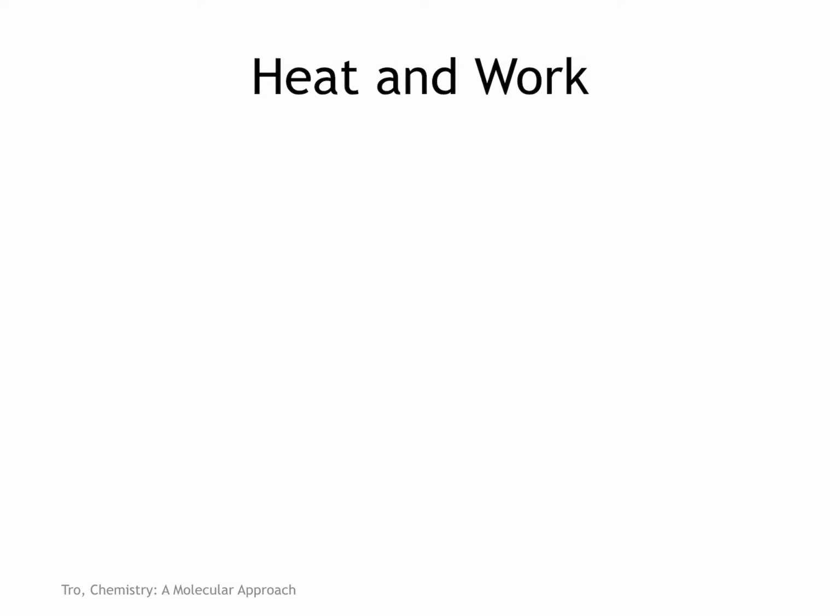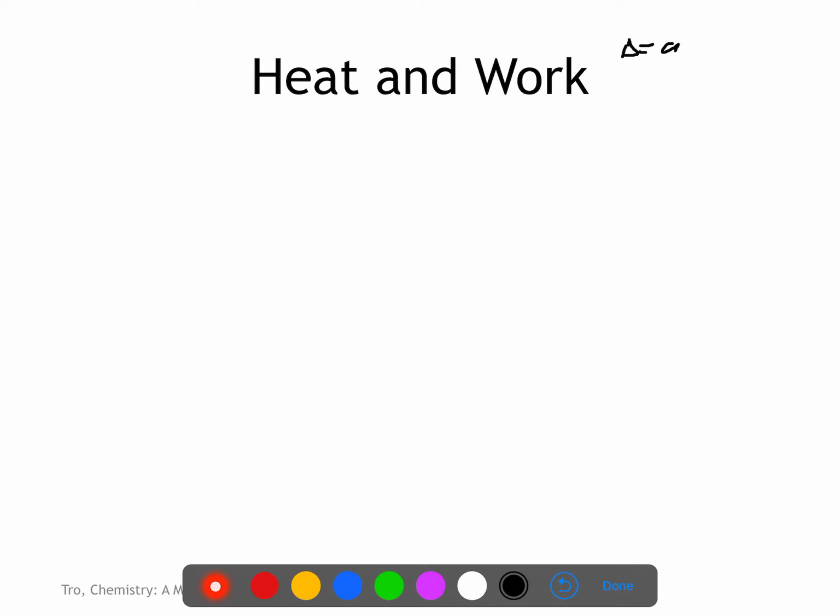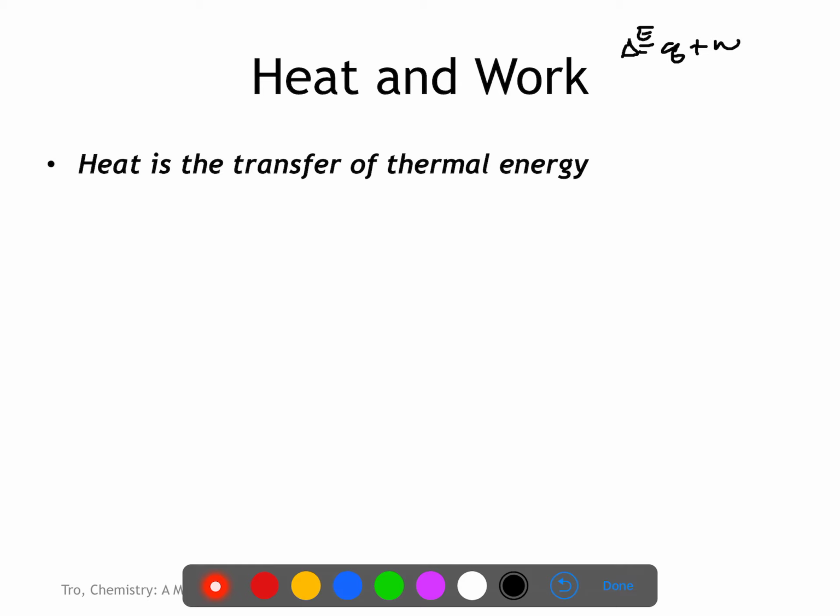Heat and work. We've defined that energy is constant and energy is equal to the amount of heat plus work. We've looked at how to figure out whether heat is positive or negative, what's happening to the system, what's being transferred, etc. Now we're going to take a deeper look at heat separately and then work separately. We know heat is a transfer of thermal energy.